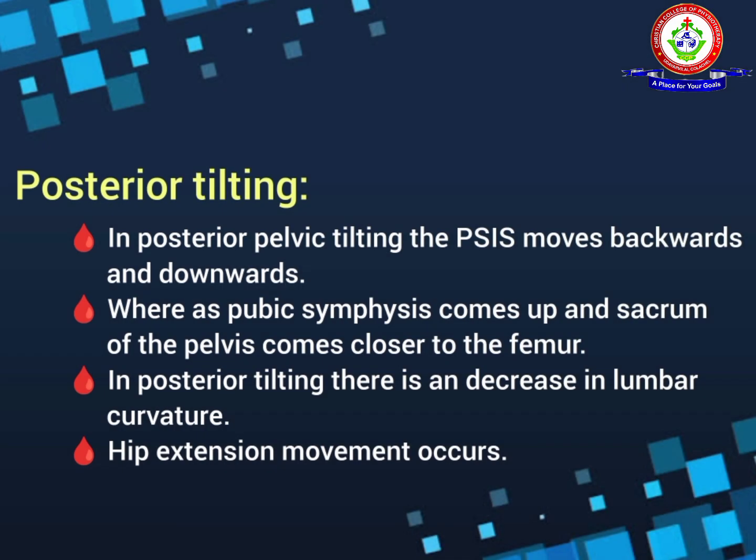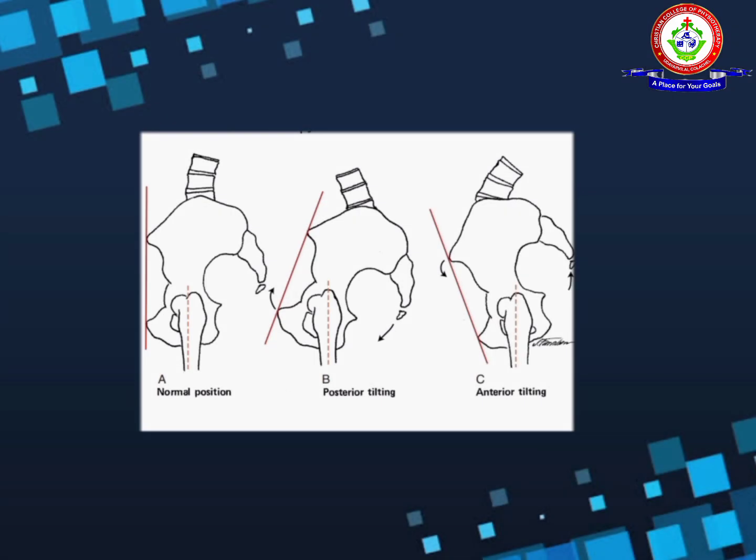In posterior pelvic tilting, the posterior superior iliac spine moves backwards and downwards, whereas the pubic symphysis comes up and the sacrum of the pelvis comes closer to the femur. In posterior tilting, there is a decrease in lumbar curvature. Here the hip extension movement occurs. In this picture, you can view what happens in anterior and posterior pelvic tilt.